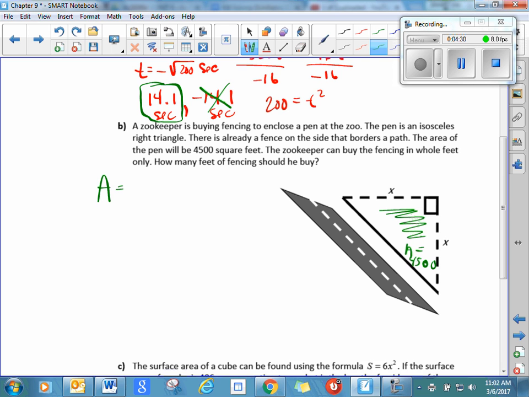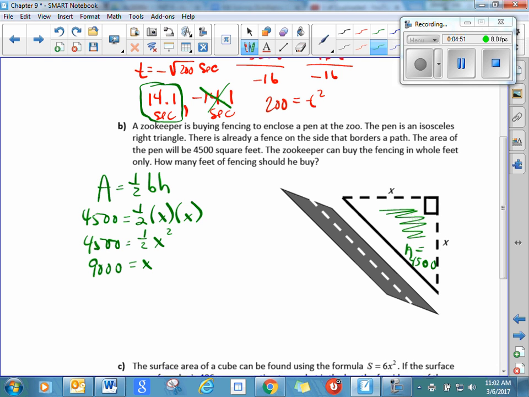So we know the formula for the area of a triangle is 1/2 base times height. We know the area is 4,500. We know that the base is x and the height is x. So 4,500 is equal to 1/2 x squared. Isolate the squared term, which means you need to double 4,500. You get 9,000 is equal to x squared. So we're going to take the square root of both sides. So we're going to get x is equal to positive the square root of 9,000. I think I said 900, but it's 9,000. And x is also going to equal negative the square root of 9,000 to come up with the two answers that we know we have based on our exponent.